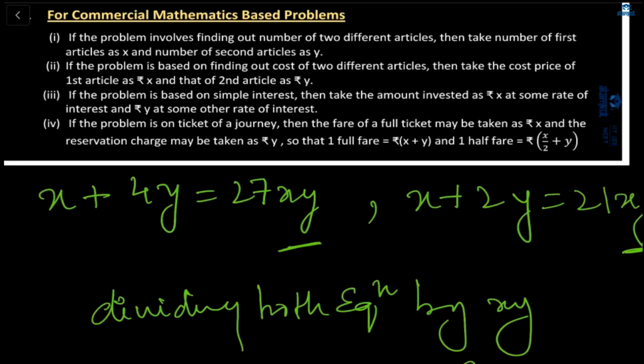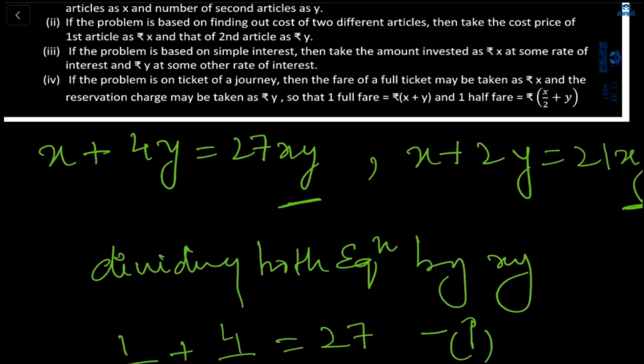Understood? Now, the third type of problem that you will find here is if the problem is based on simple interest. Everybody must be familiar with the name simple interest. This is part of commercial mathematics only, where in the banking sector simple interest is very common. Then take the amount invested as rupees x. Interest is charged on the amount invested, on some amount.